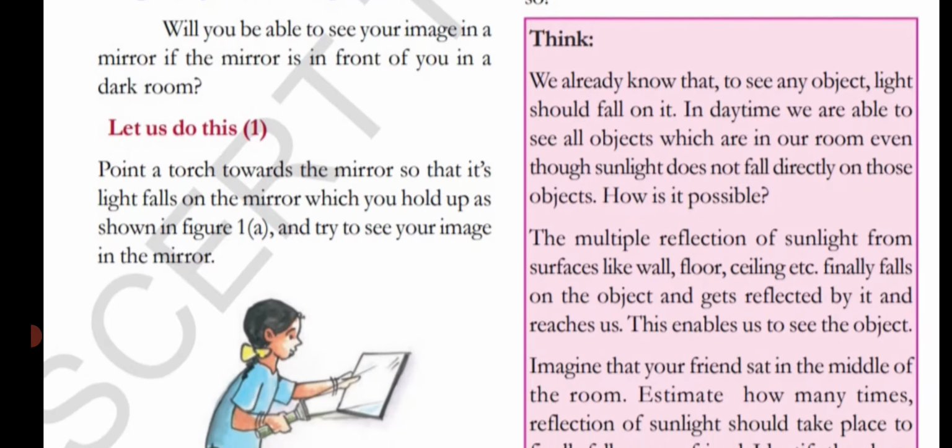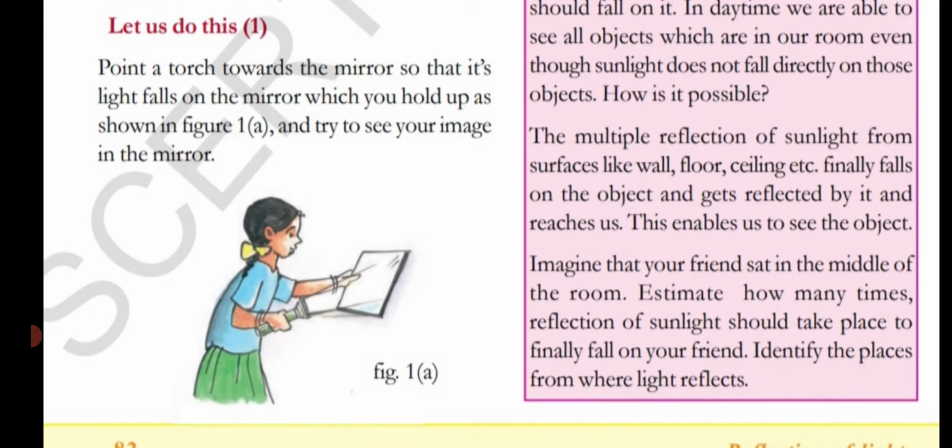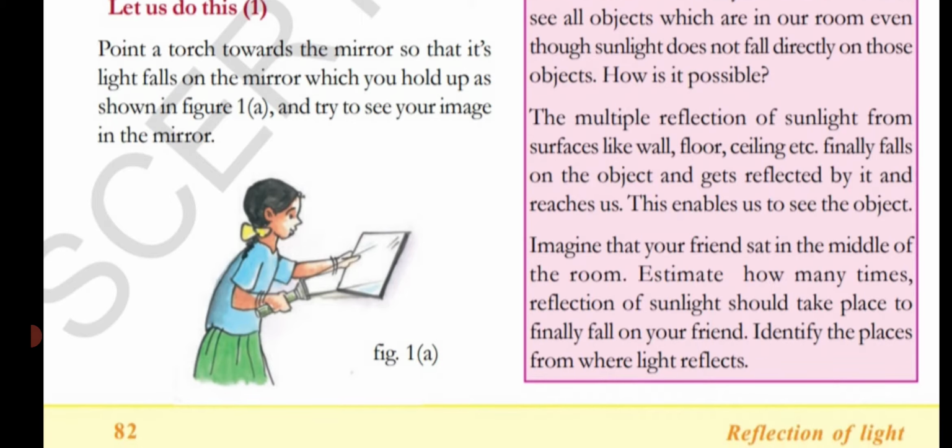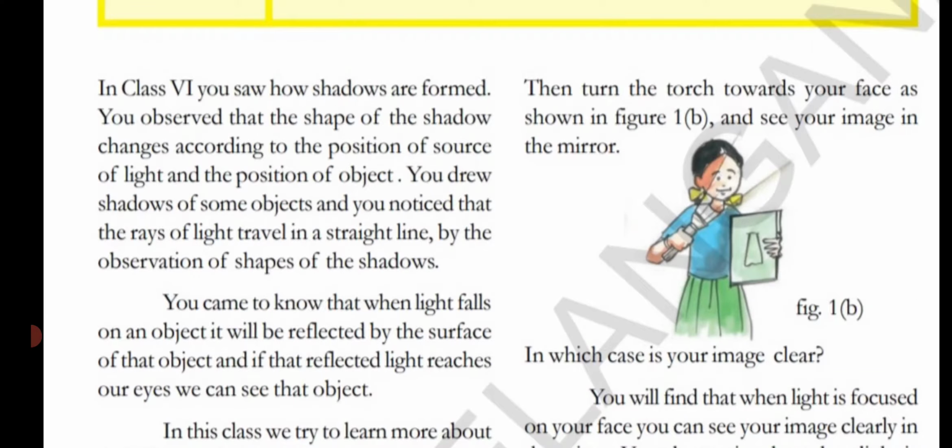Now let us do activity 1. Point a torch towards the mirror so that its light falls on the mirror which you hold up as shown in figure 1a, and try to see your image in the mirror. When we focus light onto the mirror, can we see our image? Let's see.